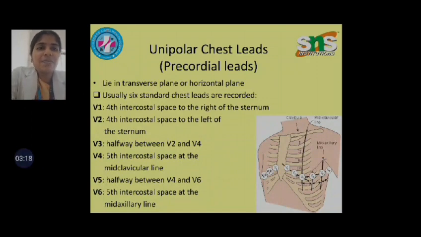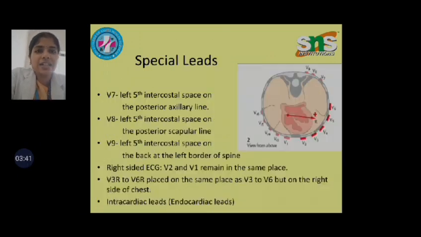V1 is placed in the 4th intercostal space to the right of the sternum. V2 is placed in the 4th intercostal space to the left of the sternum, and V3 is placed between V2 and V4. V4 is placed in the mid-clavicular line of the 5th intercostal space, and V5 is placed between V4 and V6. Finally V6 is placed in the 5th intercostal space on the mid-axillary line.